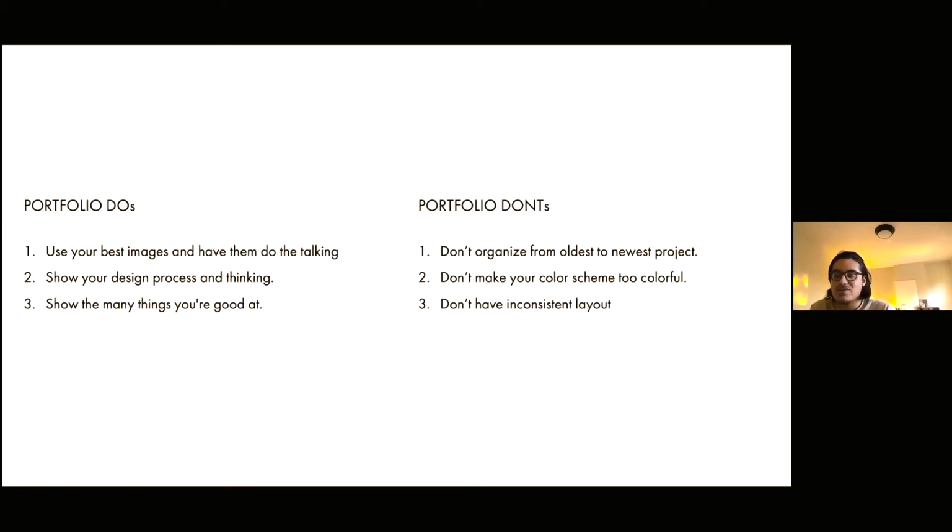In architecture, you always show your best project first, always. And then don't make your color scheme too colorful. So when choosing a color scheme for your portfolio, don't go overboard. For example, I would say you should use a max of 2 colors, and these colors are used for titles, color blocks, etc.